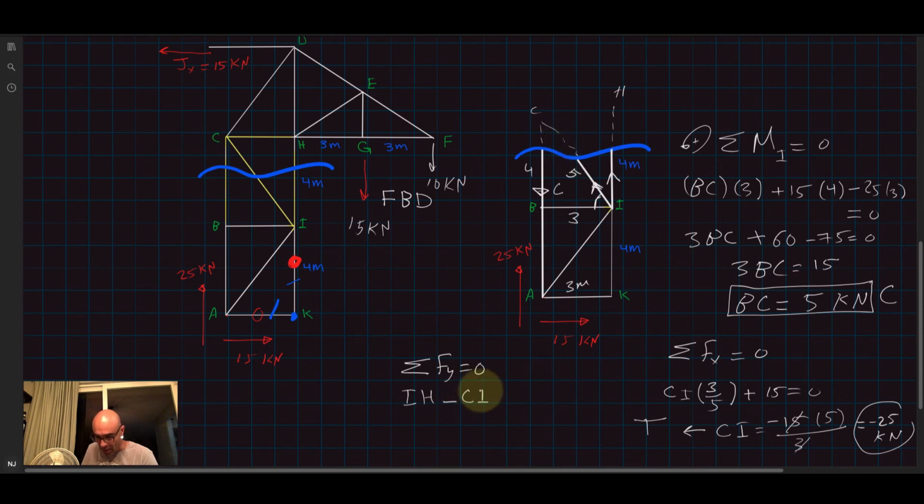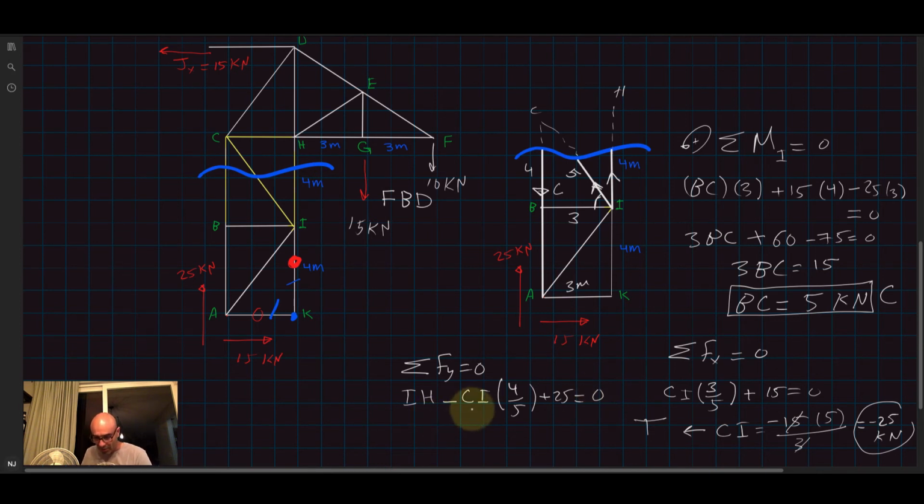Minus CI, and how much of it is in the right direction is 4 over 5 CI, 4 over 5, okay? And what else? What else of this one is plus 25, and I think that's it for forces. That would be equal to 0.